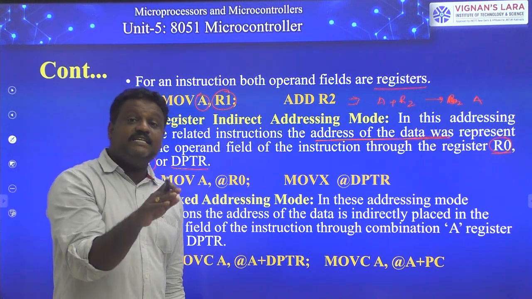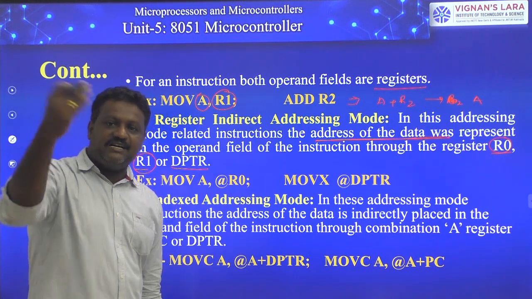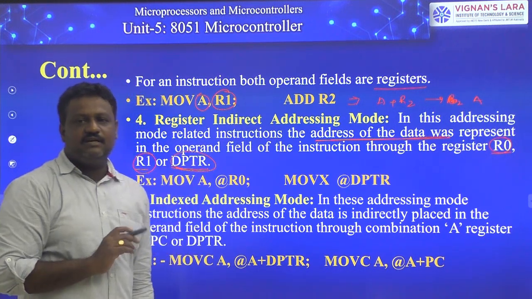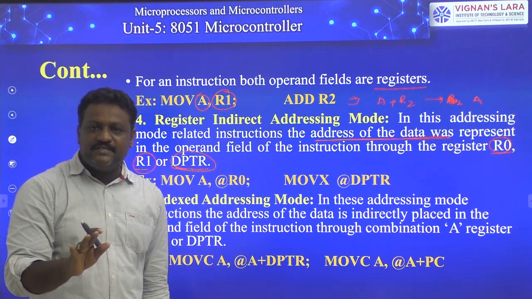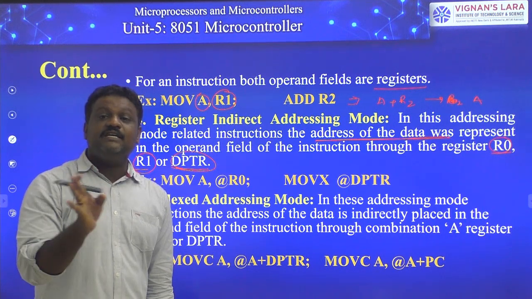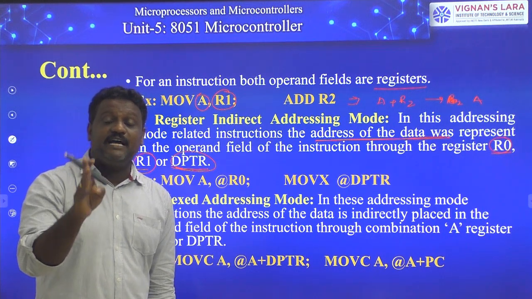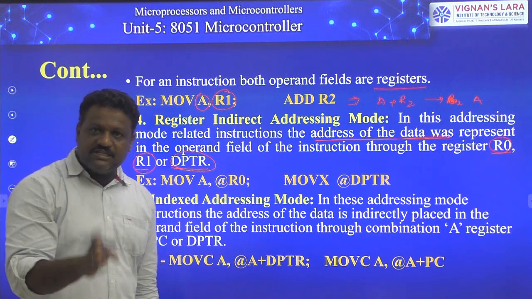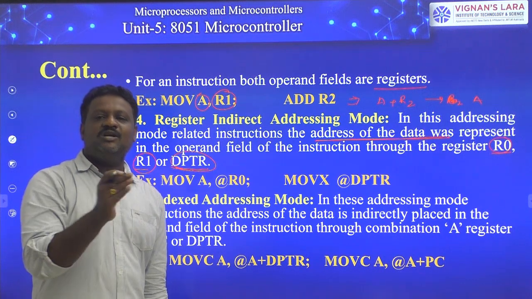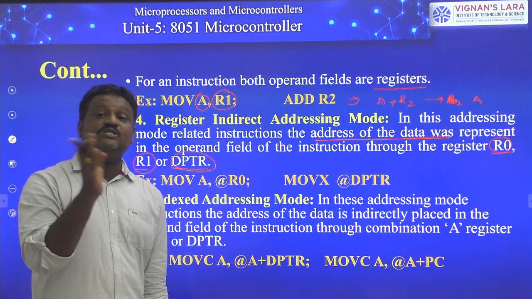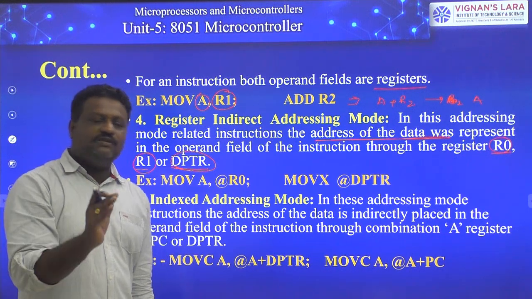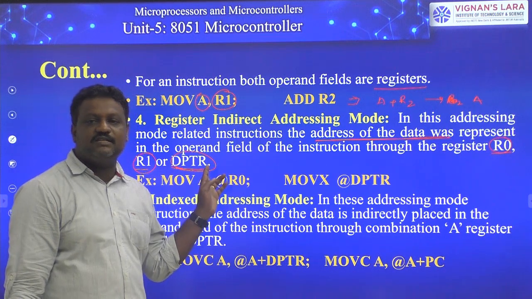If the address of a data is more than 8 bits, that address we represent in the instruction with the help of the data pointer register DPTR. You remember, friends, in register indirect addressing mode, the address of a data was represented in the instruction operand field with the help of only 3 registers: R0, R1, and the data pointer. When we use R0 and R1, the address of the data is only 8 bits. Once the address of data is more than 8 bits, then we have to use the data pointer register DPTR.